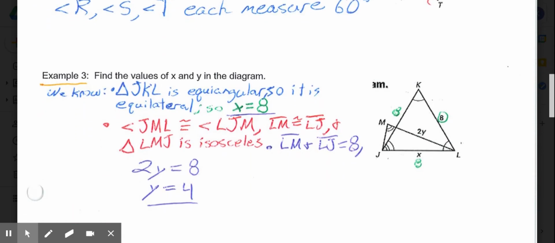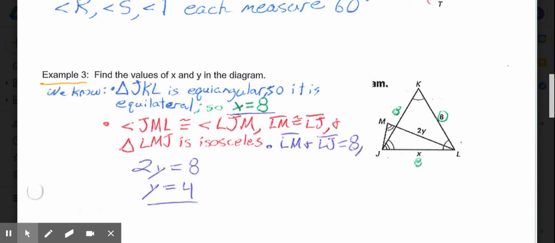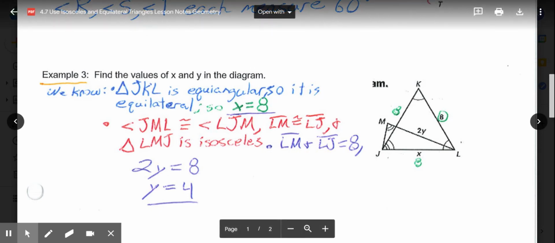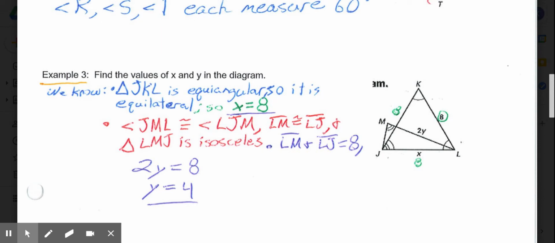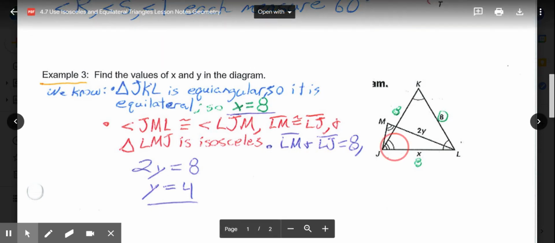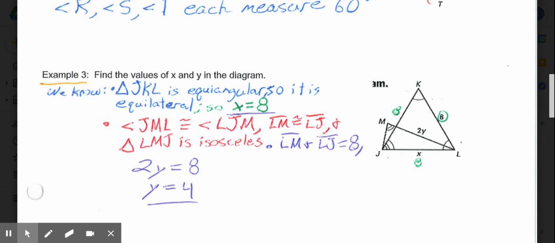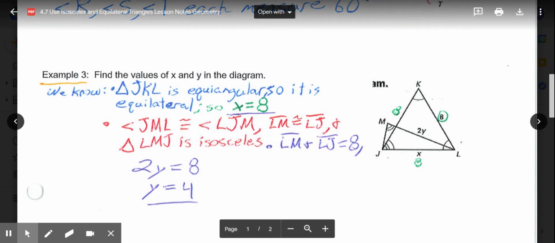Example 3. Find the values of x and y in this diagram. So what do we know in this diagram? We know triangle JKL is equiangular. So triangle JKL, the big triangle here, one big hash mark here, one here, one here. So angles KJL, JKL, and angle KLJ are all 60 degrees, which tells me that the big triangle JKL is also equilateral.